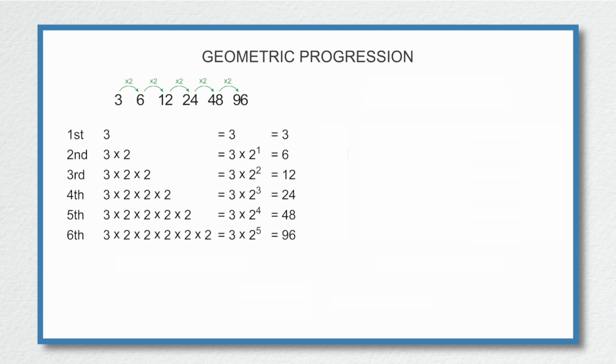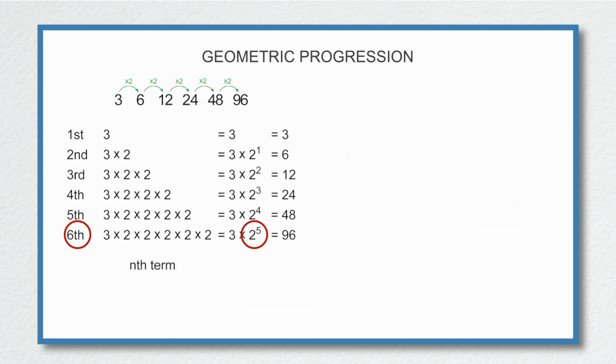And again, we can see a relationship, this time between the pattern number and the power. So for the second term, we have 2 to the power of 1. For the third term, we had 2 to the power of 2. For the fourth term, we have 2 to the power of 3. For the fifth term, we have 2 to the power of 4. And for the sixth term, we have 2 to the power of 5.